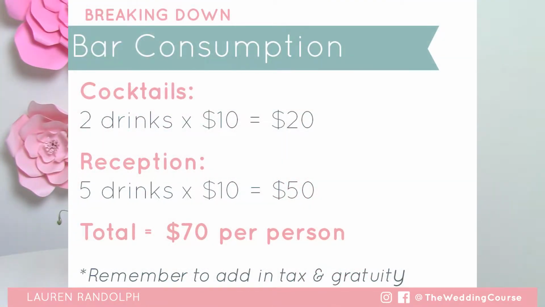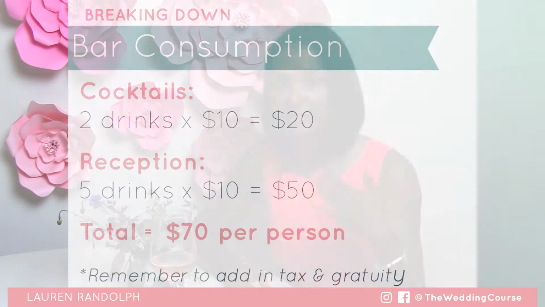So to put this into math terms, let's do this based on a $10 drink as being the average, which yours may be higher or lower. So cocktails would be $20 per person for those 2. Reception would be $50. So in total, that's $70 per person for drinks for your entire event. But you'll also want to add in tax and gratuity, because this can up that amount by anywhere from 10 to 20% based on the percentages of tax and gratuity.